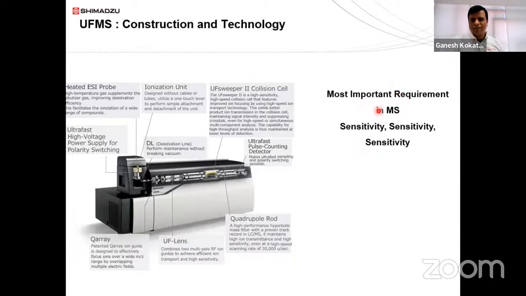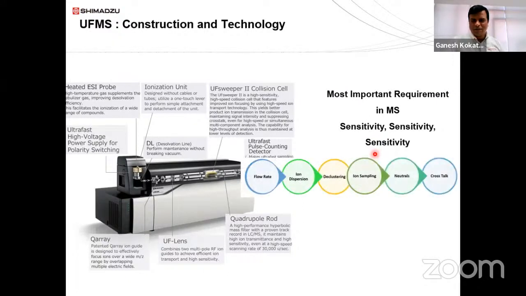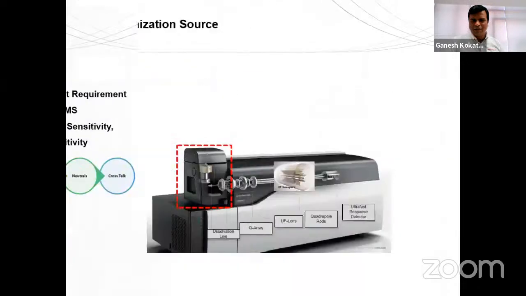First one is sensitivity, second one is selectivity, and third one is also selectivity. Sensitivity is the most important part of any kind of MS. Okay, so this is all the flow that I explained to you in detail.